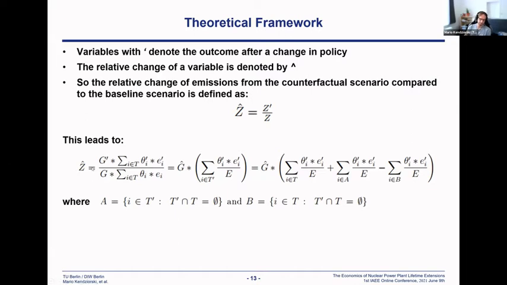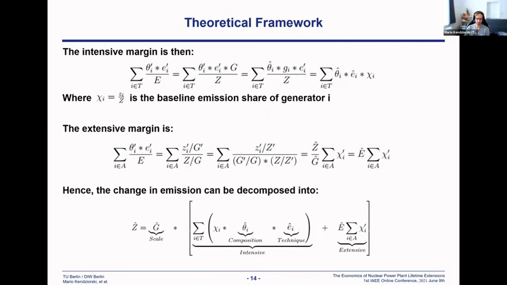However, if we transform these equations, in the end we come to that equation where the change of total emission is decomposed into three components. There's the change in generation, which corresponds with the demand, obviously. So there will be a change in generation in the future because we have an increasing demand for electricity due to sector integration. Then there is a term that describes the intensive margin.